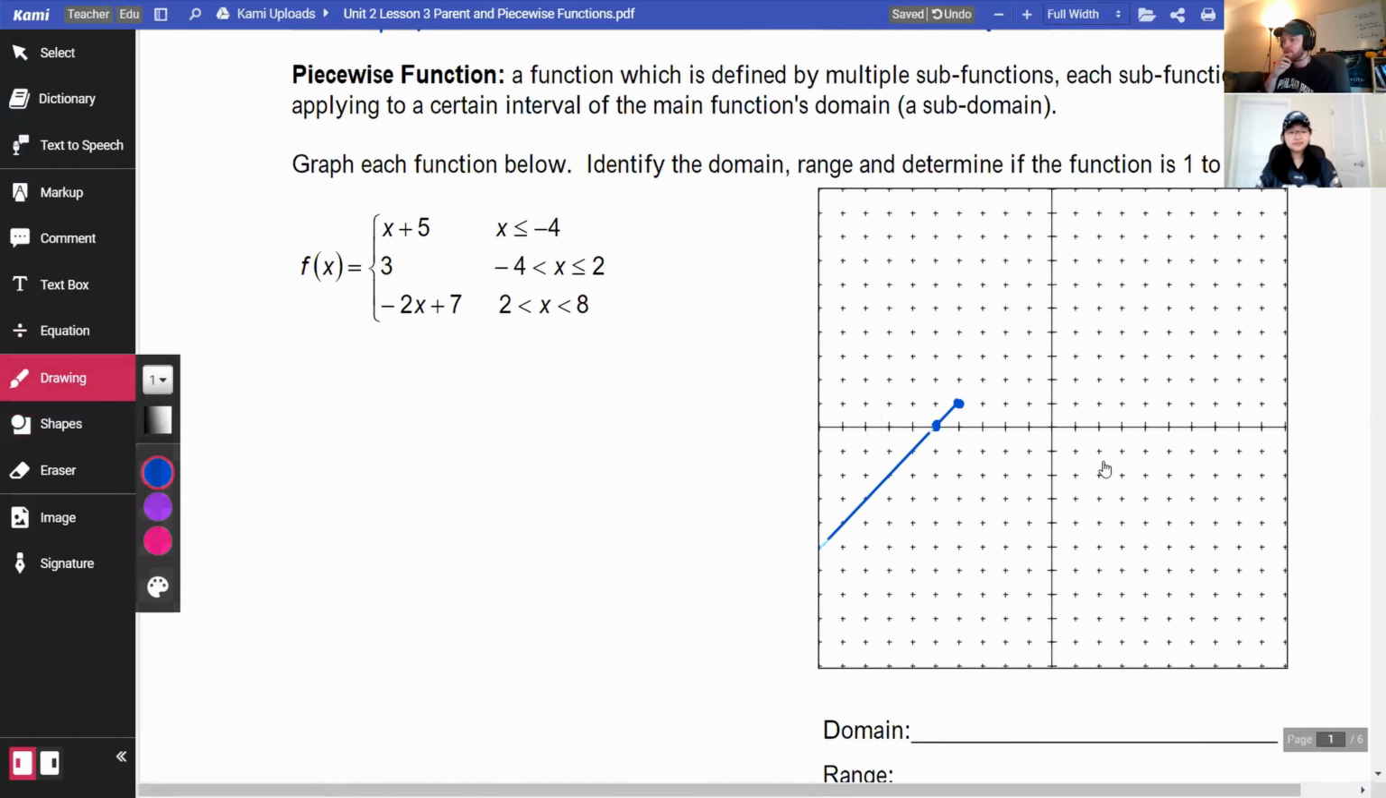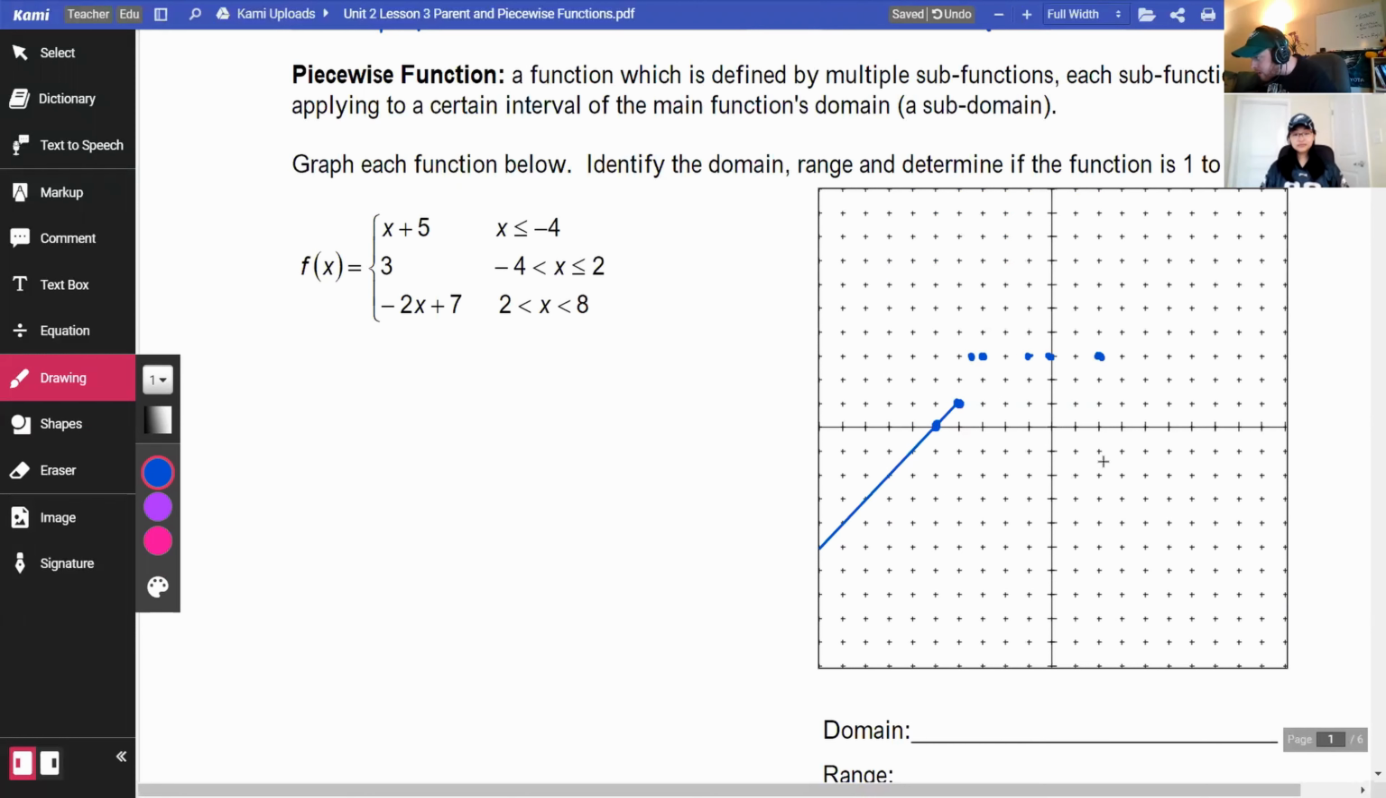Let me go back to the drawing tool. Let's draw this second function, 3. How is that a function? That doesn't even make sense. A horizontal line at 3, at y equals 3. No matter what value you give me between -4 and 2, not including -4, there's no equal sign there, you're going to get 3. So -4, 3, or -3.5, 3, -1, 3, 0, 3. I think 2 is included.